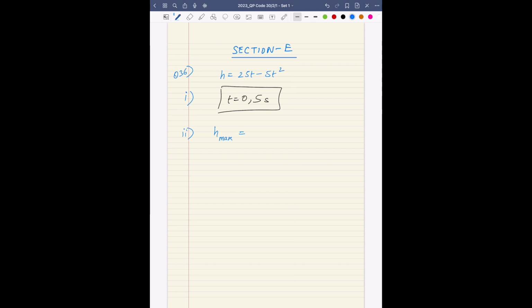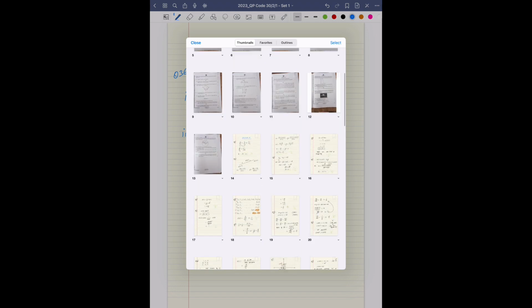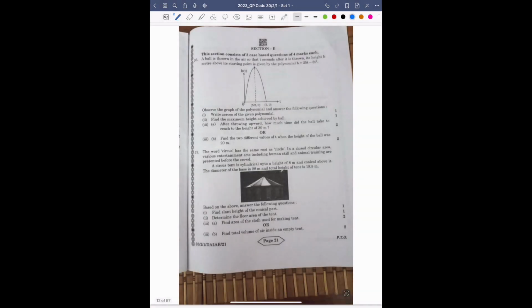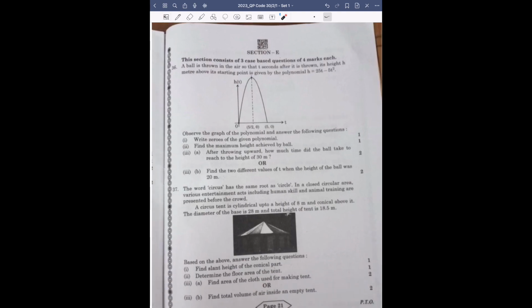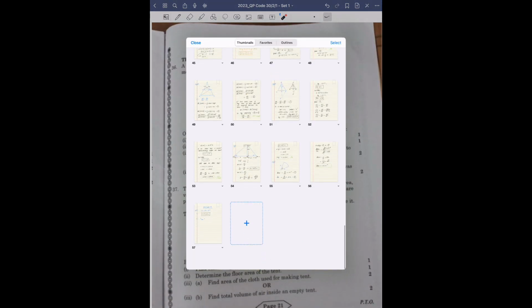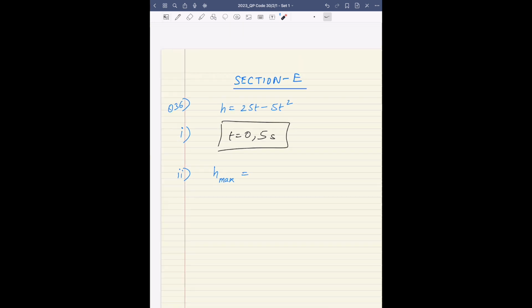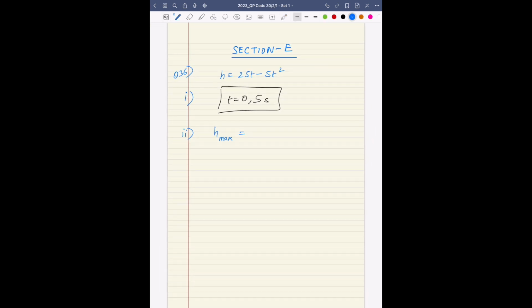How do we find it? Very easy. Read the graph. Where is the maximum height? Maximum height is here, correct? And what is the value of t over here? 5 by 2. In short, put 5 by 2 over here and you get your maximum height. Okay, let's see what is the maximum height we have. So h max can also be written as h of 5 over 2.